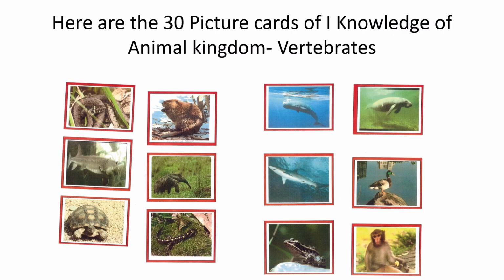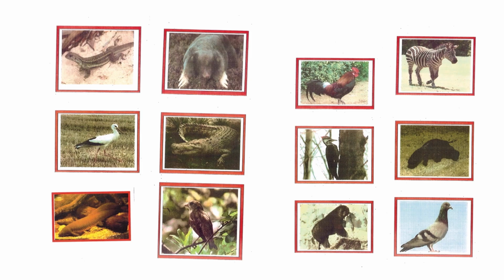Now, here are the 30 picture cards of the first knowledge of animal kingdom, vertebrates. So I'm giving all the cards for you, so it is easy for you to find these animals, or you can use this to cut out and make your material. Here is the next set of the vertebrate cards.